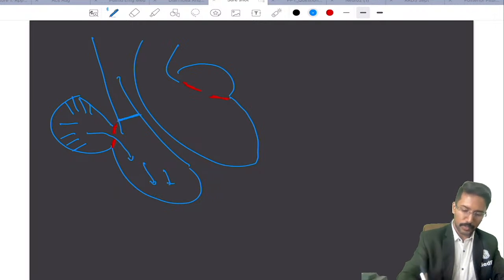The pulmonary valve will be closed, the tricuspid valve is open, and the blood is moving from the right atrium to the right ventricle, giving it a last push, which gives rise to our A wave.